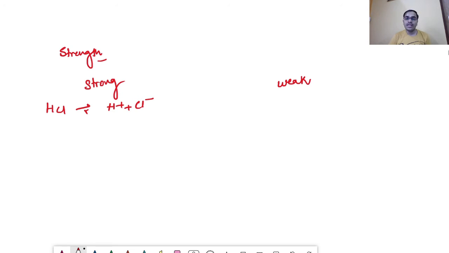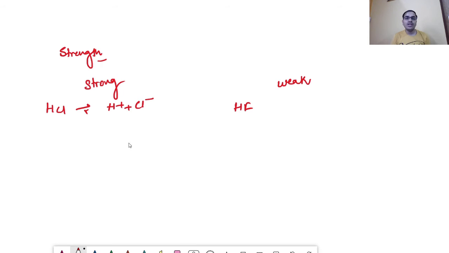But if any acid undergoes only partial dissolution or partial dissociation, then we call it a weak acid. Suppose HF is a weak acid because it does not dissociate completely to form H plus and F minus ions.